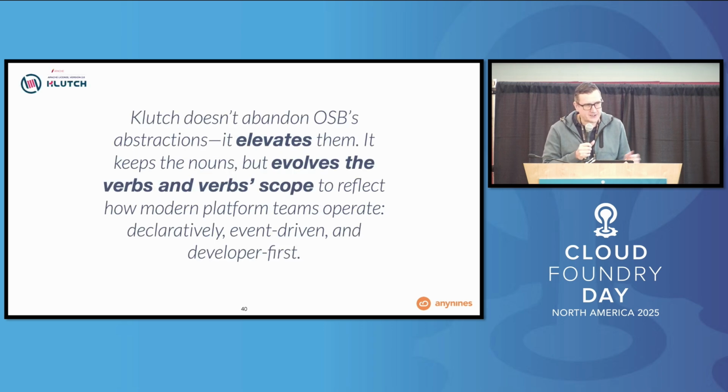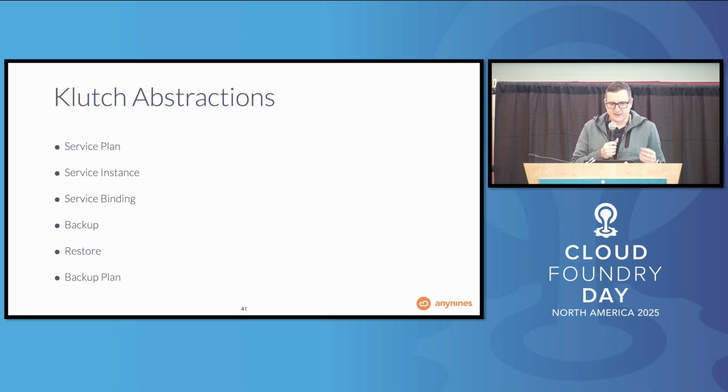So the Klutch abstractions are done in a way that it inherits from the Open Service Broker API conceptually. So it elevates them into Kubernetes native abstractions. So we still have service plans, service instances, service bindings, and we've added backup plans to declare when a backup should be created regularly, like a cron job for creating backups, and also restore operations to restore a backup, obviously.